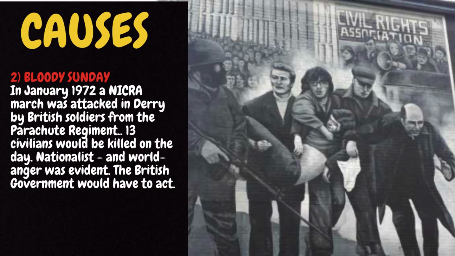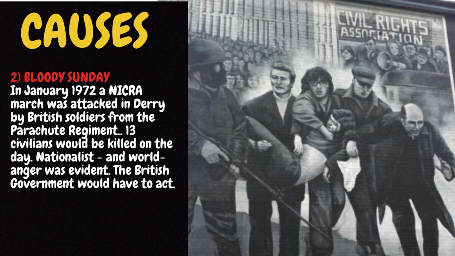Secondly, you have Bloody Sunday. So on January 30th, 1972, a Civil Rights March was attacked in Derry by British soldiers from the Parachute Regiment. 13 civilians would be killed on that day. One extra would die later on in hospital. And clearly the nationalist and world anger was evident from these attacks. And the British government would have to act, would have to be seen to act in response to Bloody Sunday. And direct rule was part of those actions.